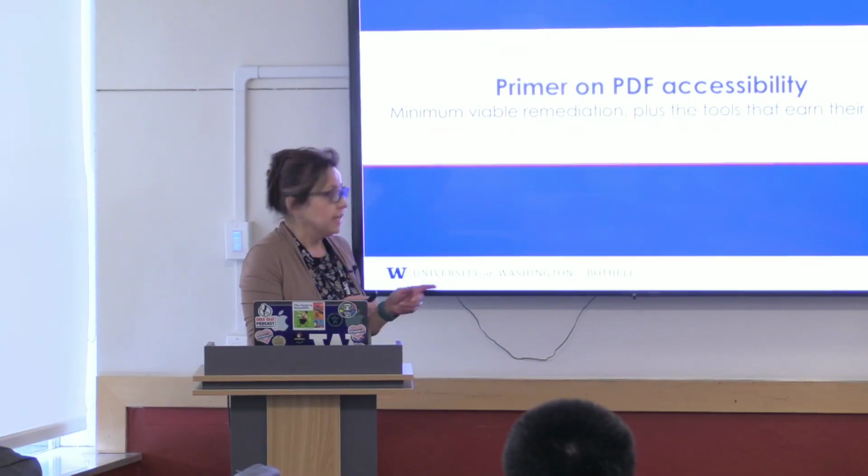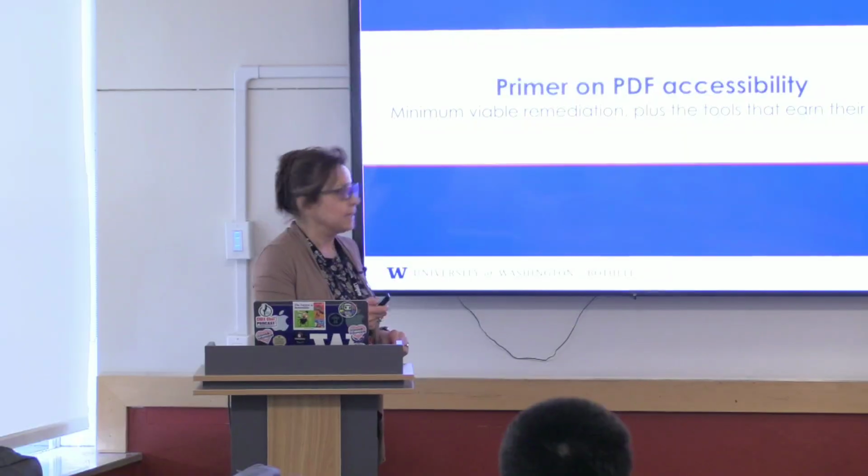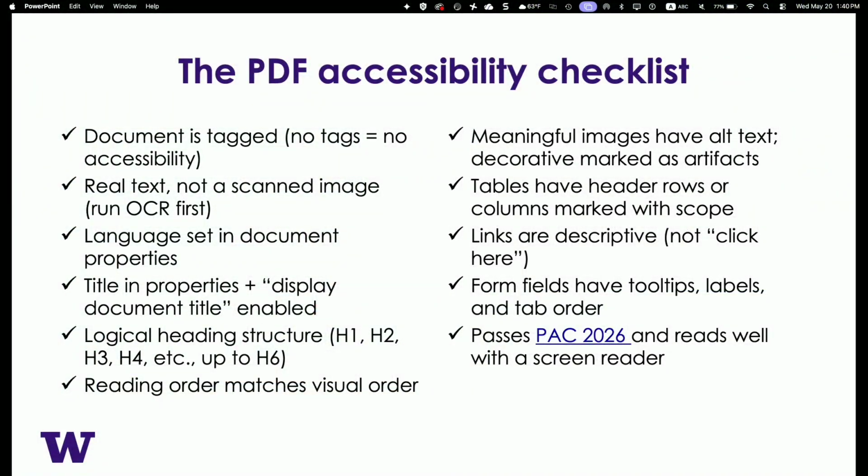Okay, so next, the primer on PDF accessibility. I have a little checklist for you here of things to check in a PDF. The document is tagged, and for that, of course, you need Adobe Acrobat Pro. There are other tools out there, but that's still the gold standard for remediation. So no tags equals no accessibility. Then real text, not a scanned image.